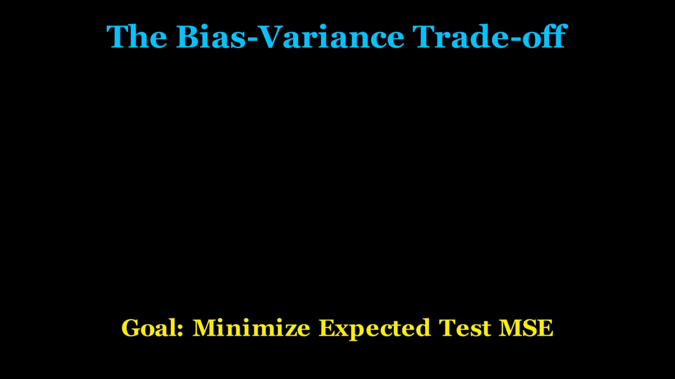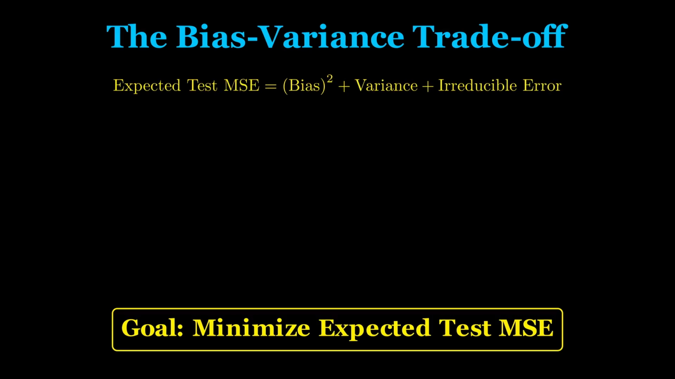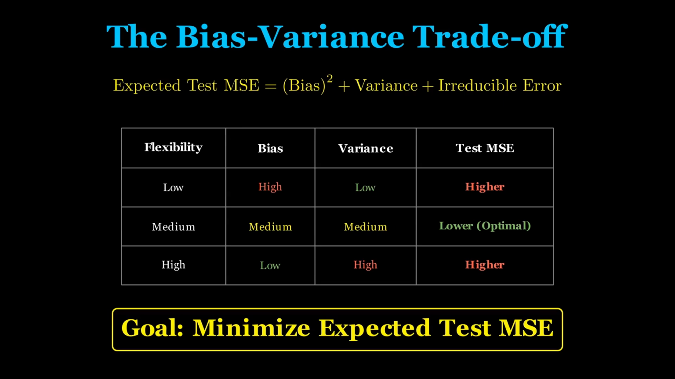The optimal model is the one that finds a balance, essentially minimizing the expected test MSE. The expected test MSE is equal to the sum of the squared bias plus variance and irreducible error, which is the noise in the data that cannot be explained by any model. So if you look at this table, you can see that low flexibility and high flexibility models both result in higher expected test MSE. Generally, models that minimize the expected test MSE find a balance in the medium flexibility range.